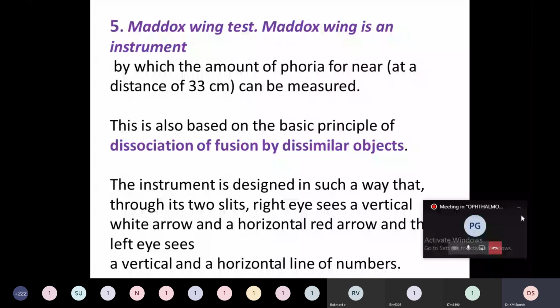Maddox wing test is an instrument by which the amount of phoria for near at a distance of 33 centimeters can be measured. This is also based on the basic principle of dissociation of fusion by dissimilar objects. The instrument is designed in such a way that it has got two slits, right through it. The right eye sees a vertical white arrow and a horizontal red arrow, and the left eye sees a vertical and a horizontal line of numbers.